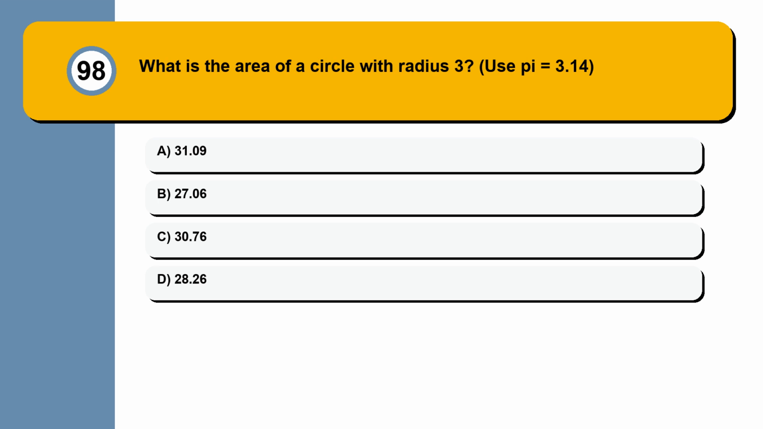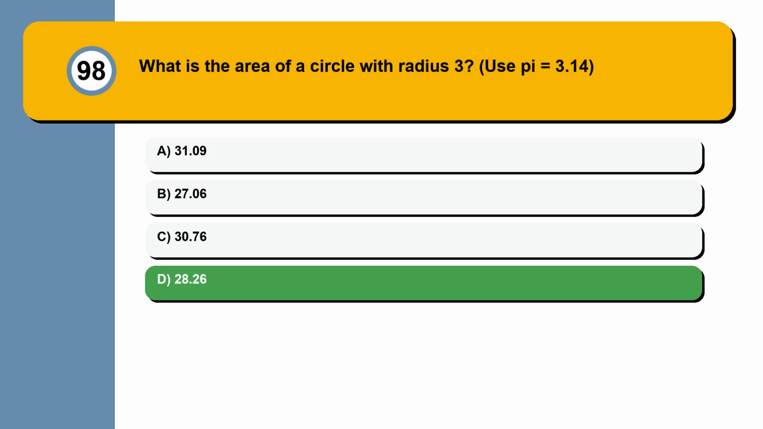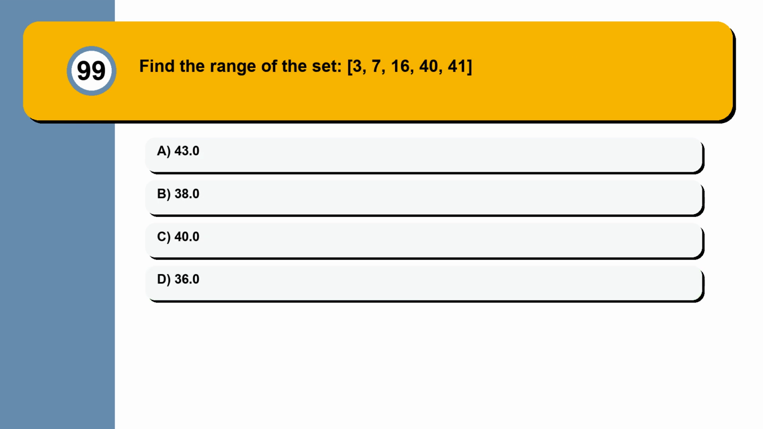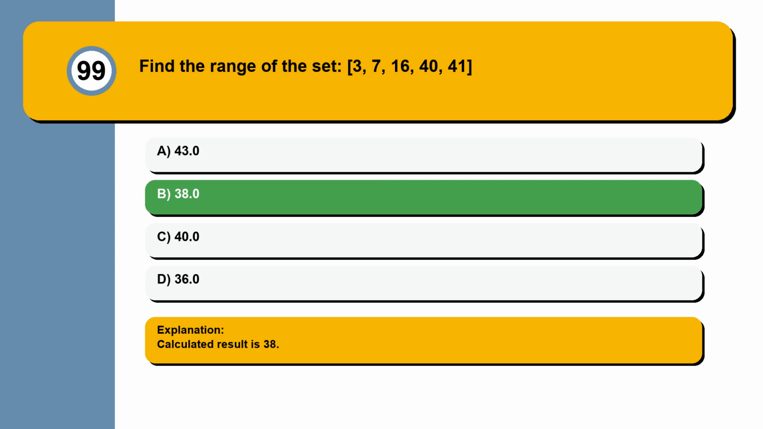Question 98. What is the area of a circle with radius 3? Use pi equals 3.14. 31.09, 27.06, 30.76, 28.26. Using the formula, the result is 28.26. Question 99. Find the range of the set 3, 7, 16, 40, 41, 43.0, 38.0, 40.0, 36.0. Calculated result is 38.